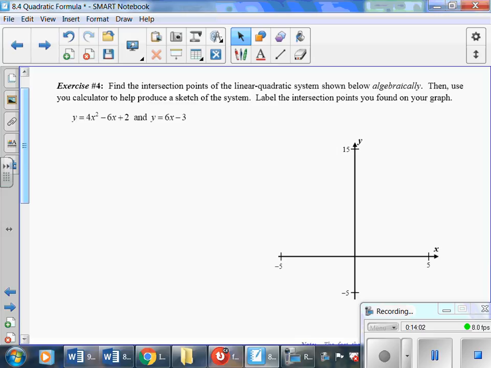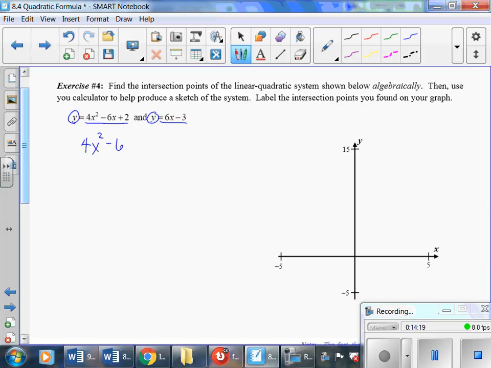the systems. Now, one way is to use substitution. Another way is to just set them equal to each other, which is still a way of using substitution. Because I have y is equal to this, and I have y is equal to this, I can simply set these equal to each other. Minus 6x plus 2 is equal to 6x minus 3.